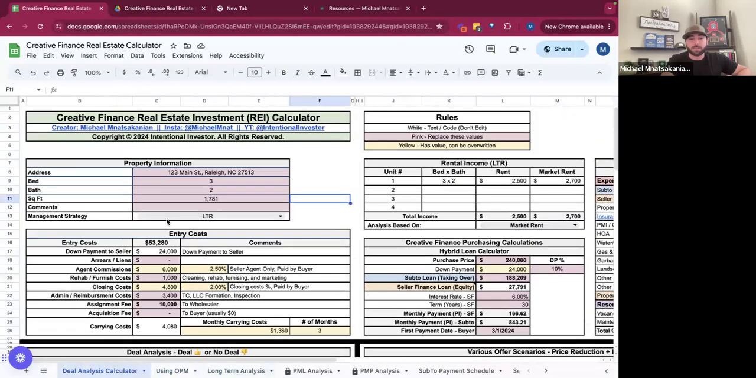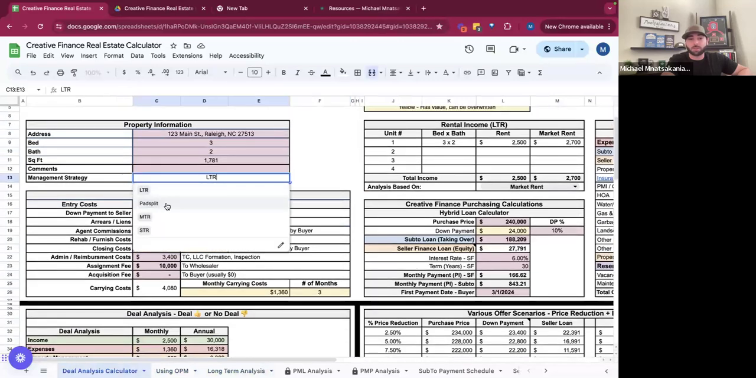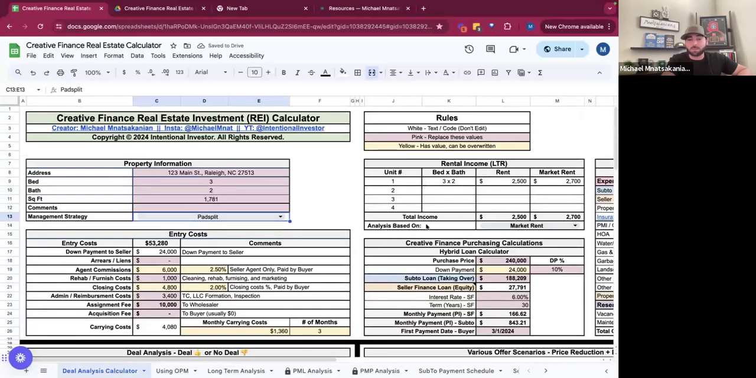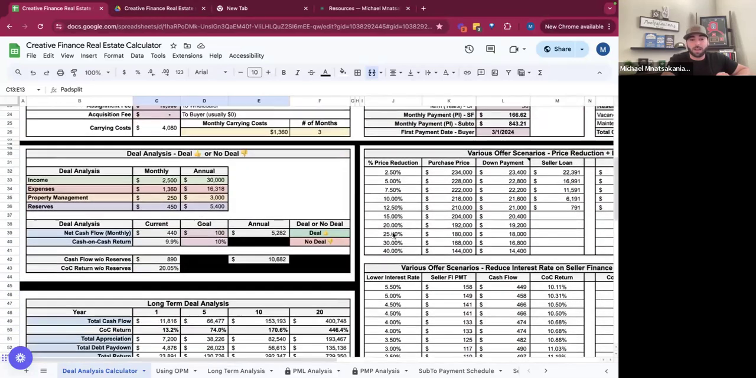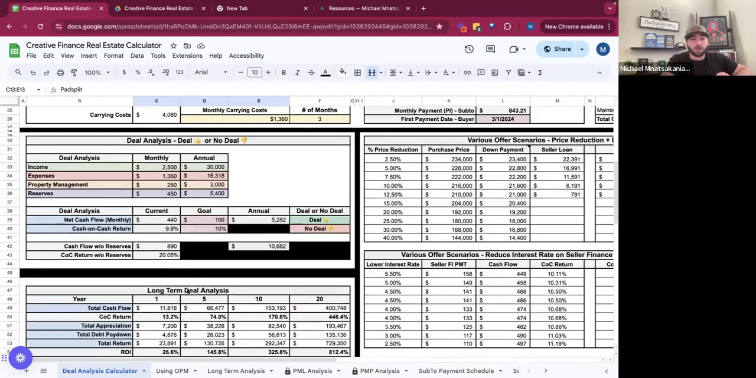The one big thing being that when you change the management strategy you're going to go with, instead of a long-term rental, you go pad split. Remember, this analysis up top will alter all of the data for the long-term deal analysis. So, the long-term deal analysis.